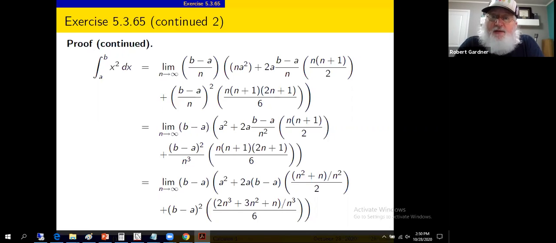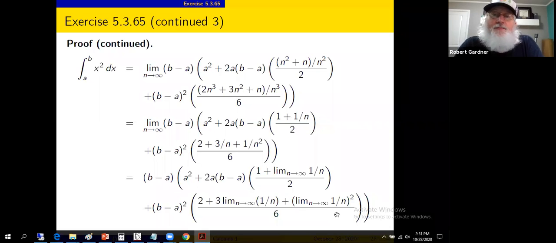Now we're ready to take the limits, or maybe we'll do a little bit of simplification first. I can take this n squared, divide it into these two terms, take this n cubed, divide it into those 3 terms. Let's do that. So that's what's written here. n squared over n squared is 1. n over n squared is 1 over n. Dealing with the n cubed, it'll produce a 2, a 3 over n, and a 1 over n squared. There you go. Now let's deal with the limits.